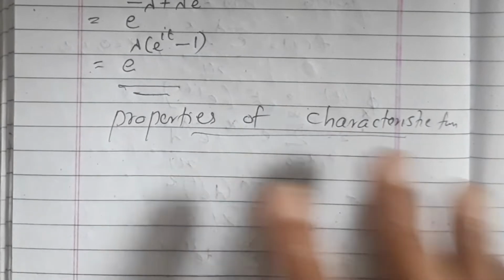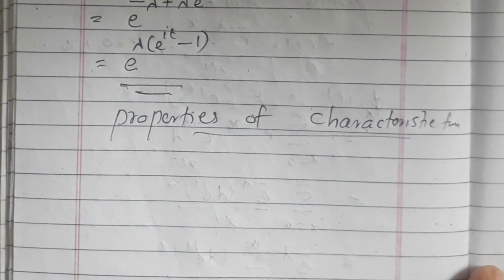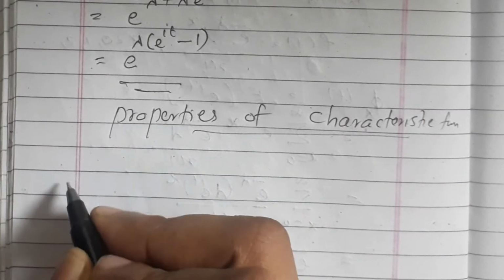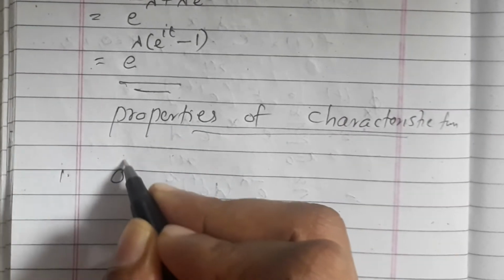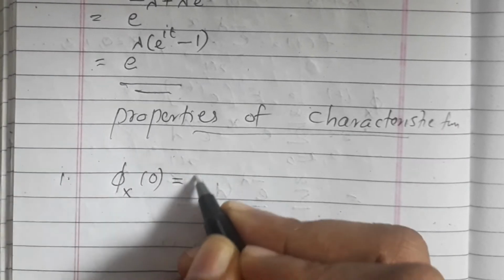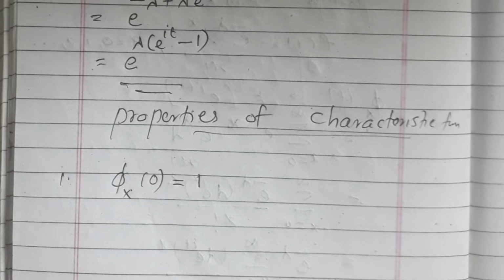Next, properties of characteristic function. We study the basic properties of characteristic function. First property: phi x of 0 equal to 1. For all real t, phi of 0 equal to 1.